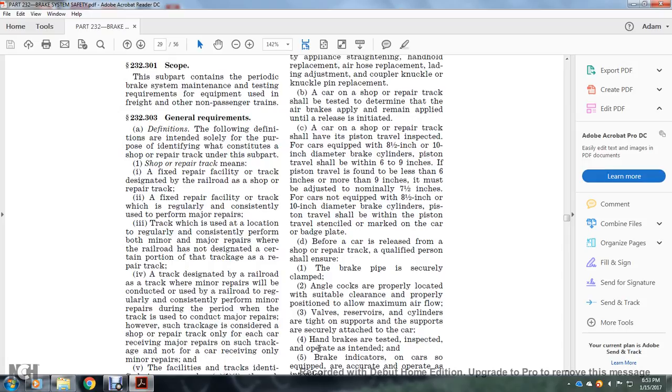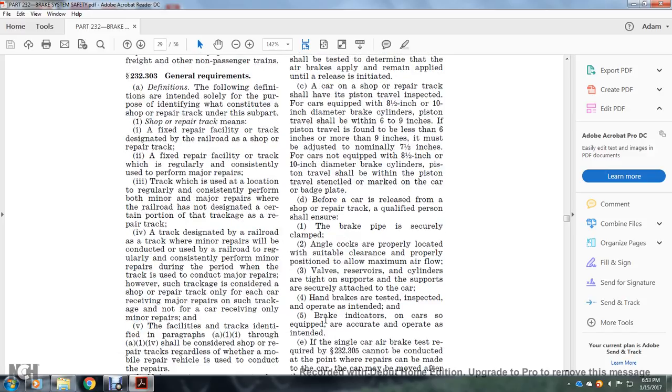Before the car is released from the shop or repair track, the qualified person shall ensure the brake pipe is securely clamped, the angle cock is properly located with suitable clearance and properly positioned to allow maximum airflow, the valves, reservoirs and cylinders are airtight and securely attached to the car, the handbrakes are tested, inspected and operate as intended, and the brake indicators on cars so equipped are accurate and operate as intended.